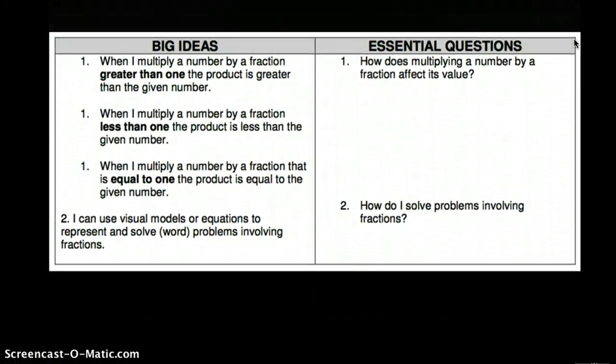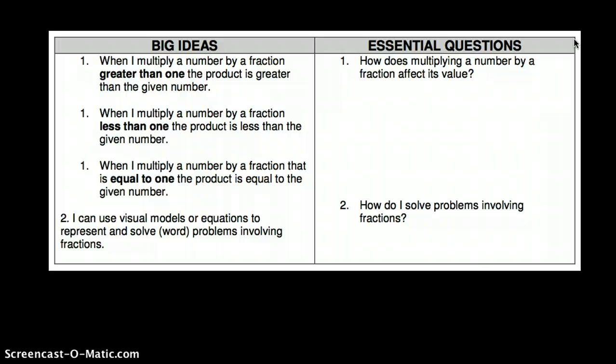We're going to be talking about multiplying fractions, and there's some big ideas that we need to go over first. You need to understand that there's 3 different properties that will help make multiplication of fractions easier. And the first one is down here. And that is when you multiply a number by a fraction that is equal to 1, the product is equal to the given number. And we call that the multiplicative identity property of 1.